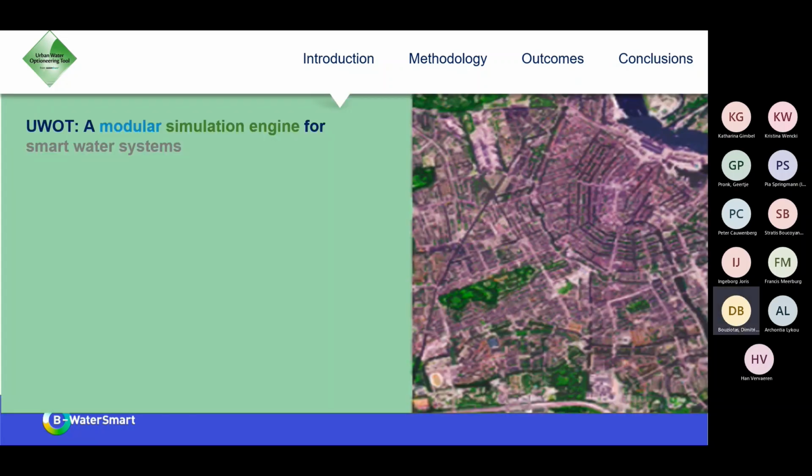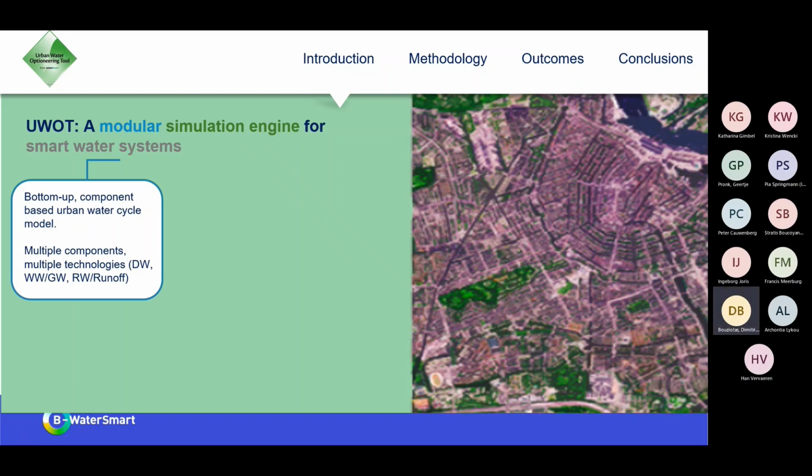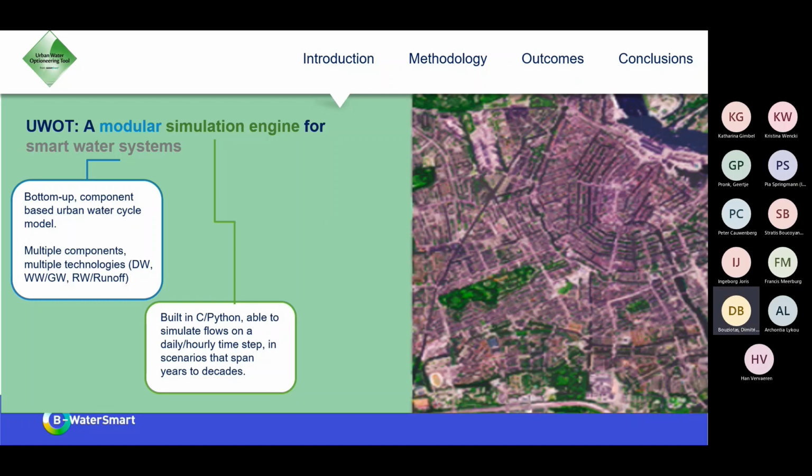So as a tool that is fit for smart water systems, we introduced UWOT, an urban water cycle model to fit these needs for smart systems. UWOT is a modular simulation engine built for smart water, and I will explain all of these terms in a minute. By modular, I mean that UWOT offers an interface to build systems using bottom-up component logic from the demand points to supply. Now, as a simulation engine, we mean that the model offers daily and hourly simulation capabilities.